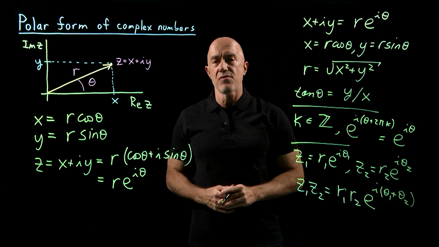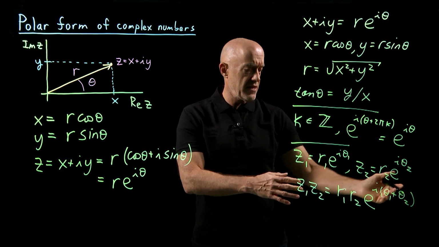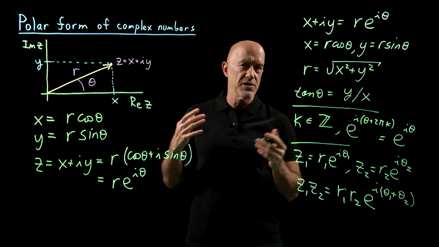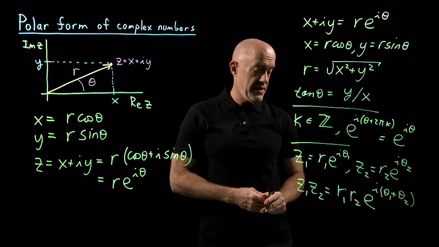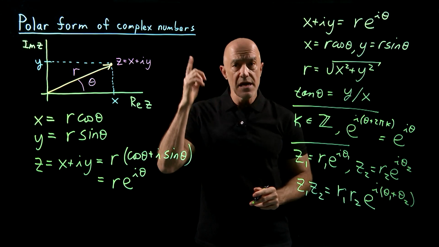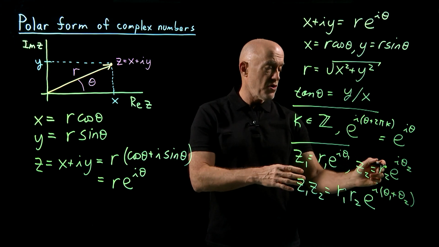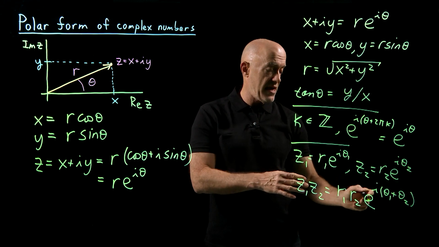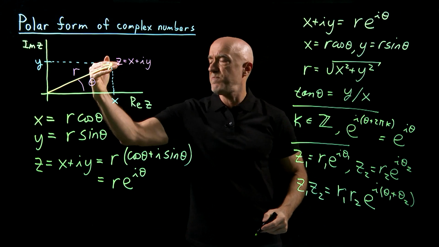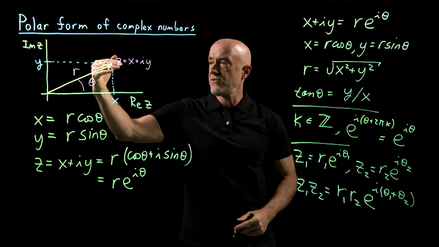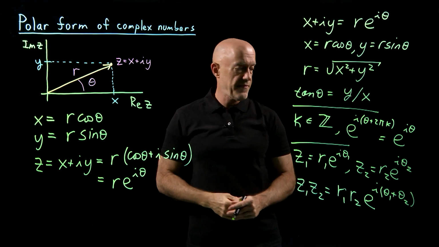And sometimes that will make arithmetic in problems such as those you obtain in differential equations a lot easier. Another thing to note is that if r2 was equal to 1, then multiplication by e to the i theta 2 will just spin this vector counterclockwise through an angle theta 2.